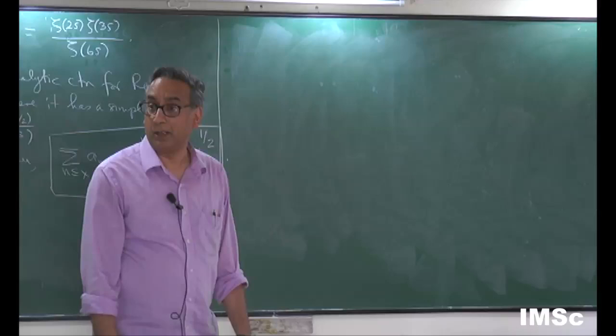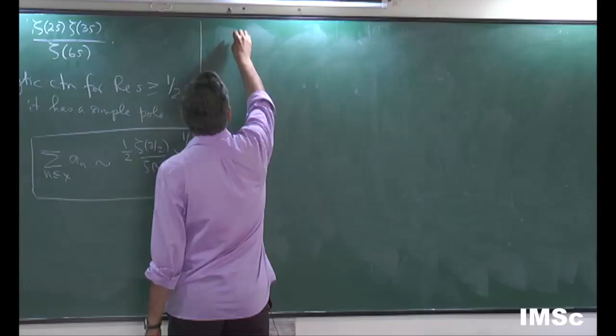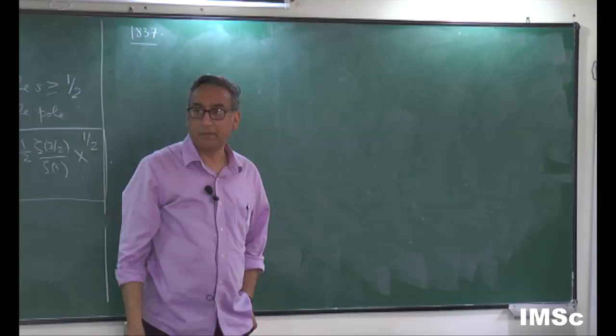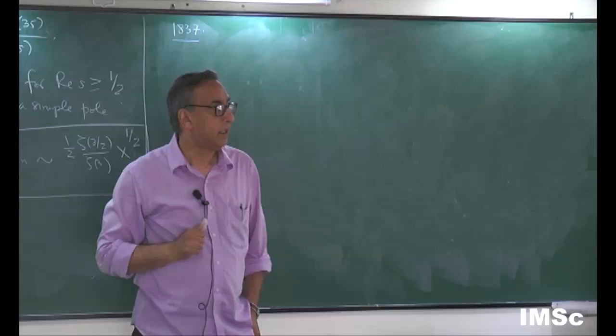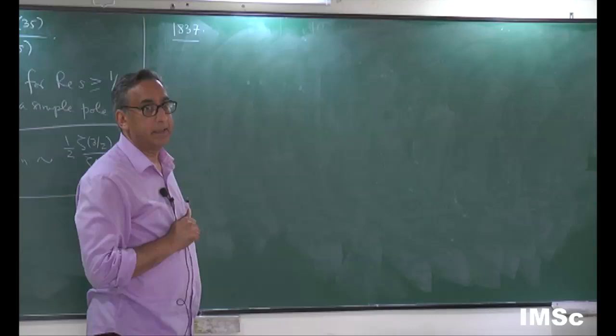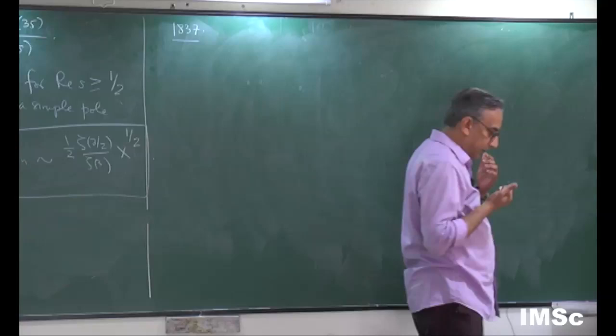It starts in 1837, but Dirichlet had a lot of difficulty in proving that there are infinitely many primes in a given arithmetic progression. And it took him a couple of years to do this. And I think the final proof comes out in 1840, and he did it in a very complicated sort of way. And besides, Dirichlet's theorem only gives you infinitely many, it doesn't give you an asymptotic formula.